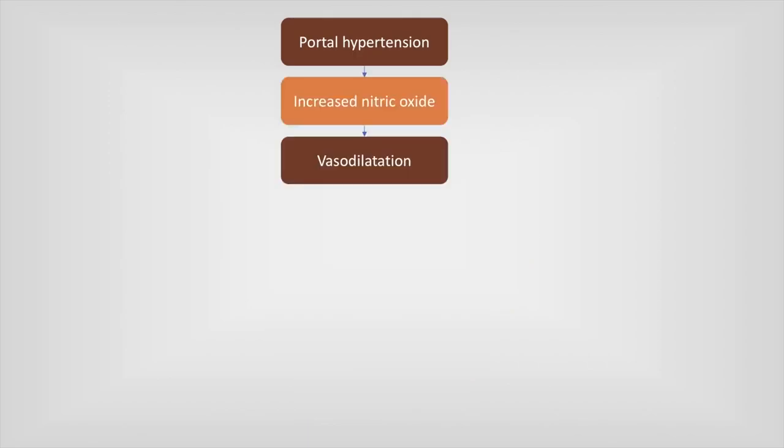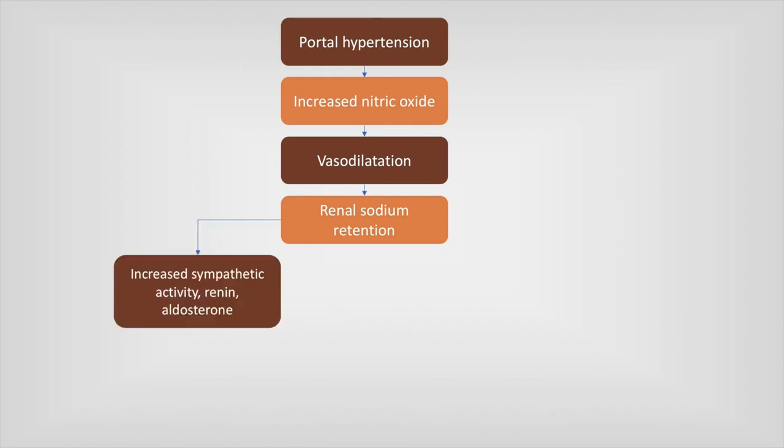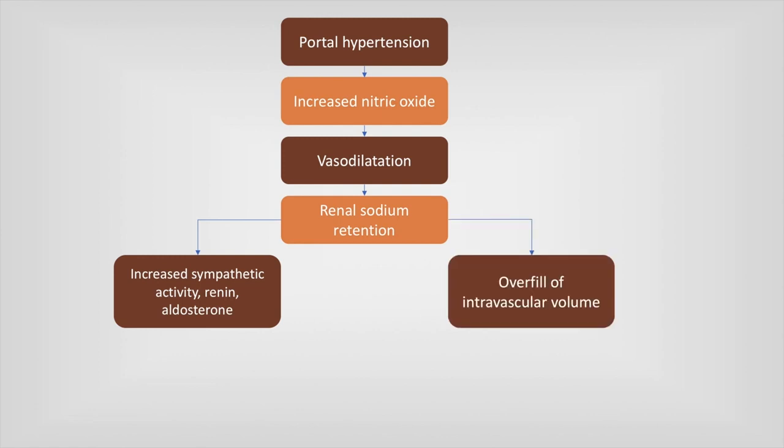To summarize, portal hypertension causes increased nitric oxide, which causes vasodilatation. This results in renal sodium retention, increased sympathetic activity, increased renin and aldosterone, as well as overfill of the intravascular volume. Both these factors result in ascites formation.